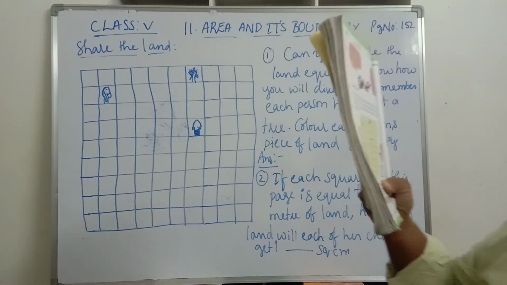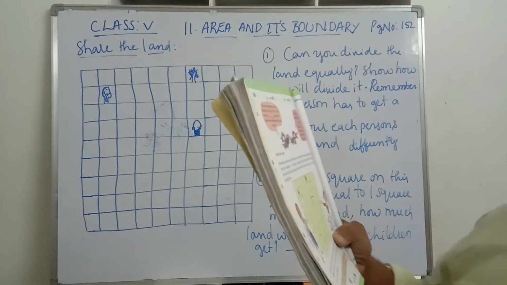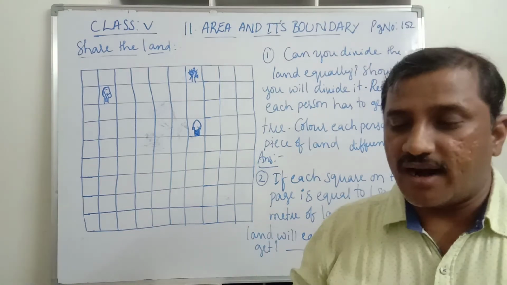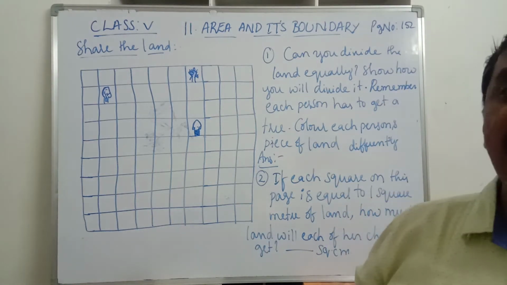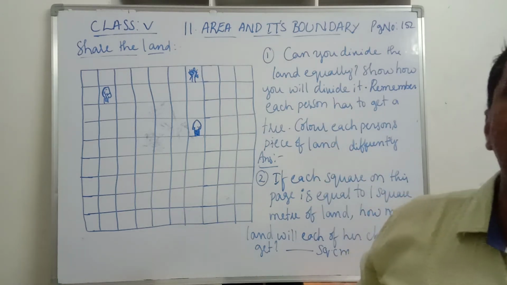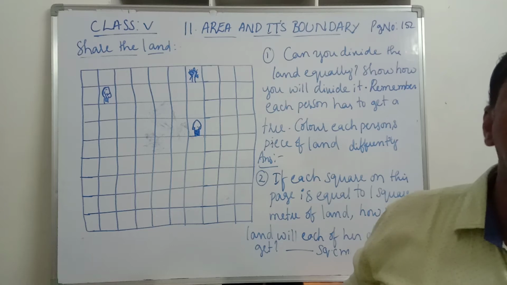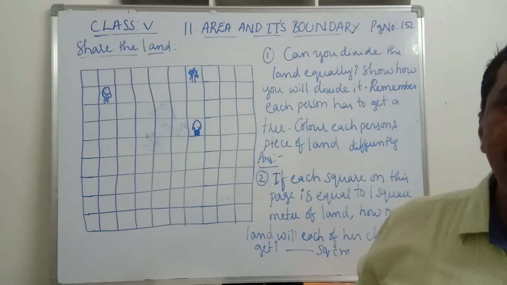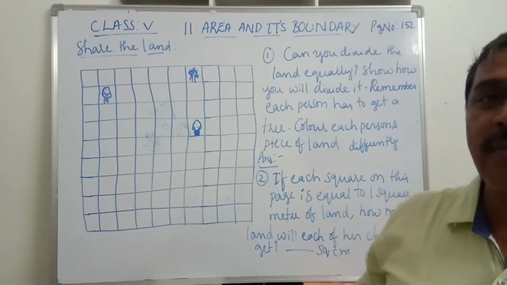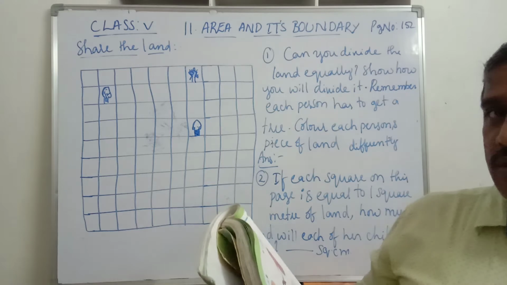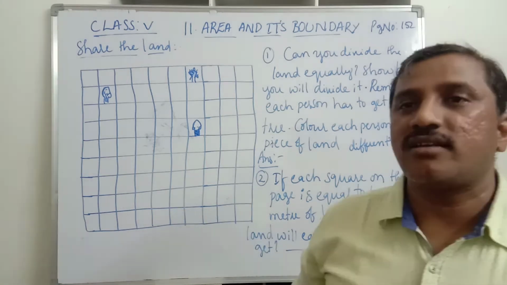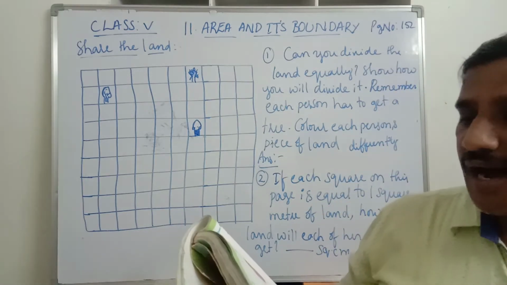And see here, Nasrina is a female farmer who wants to divide her land equally among her 3 children. How many children are there for Nasrina? 3 children. And how should she give that land? She wants to give equally. The 3 children will get the same amount of land. Who are the children? Chumki, Jumri and Imran.